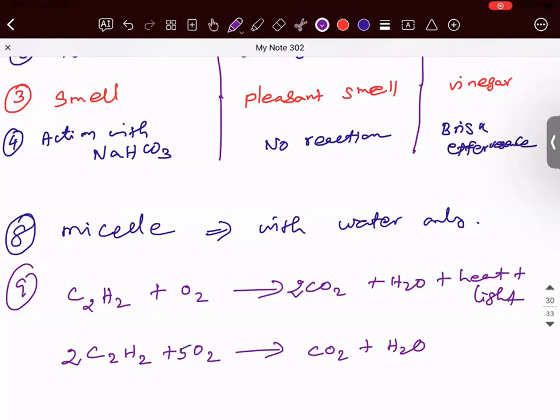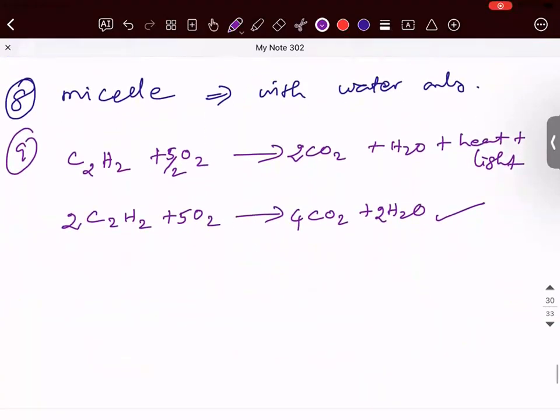Okay, then it becomes, very good. So 5/2 you can put. So generally whole numbers are preferred, but you can put the fraction. Good. Okay. So next one.